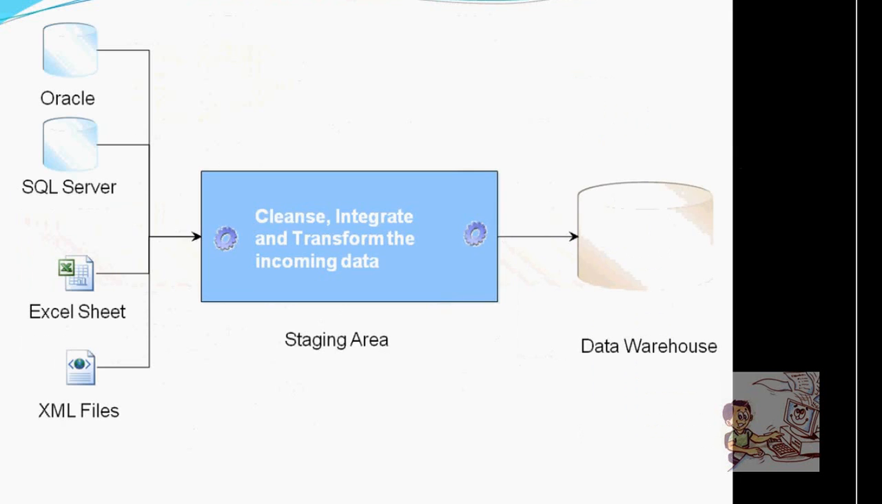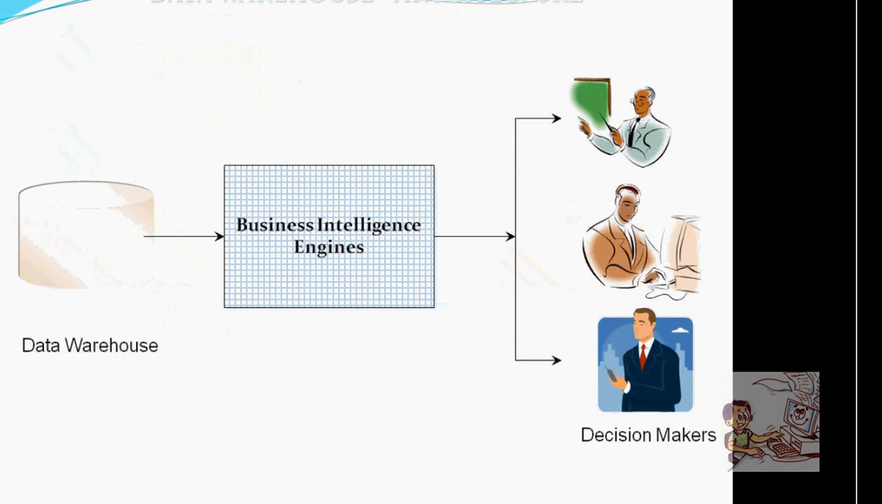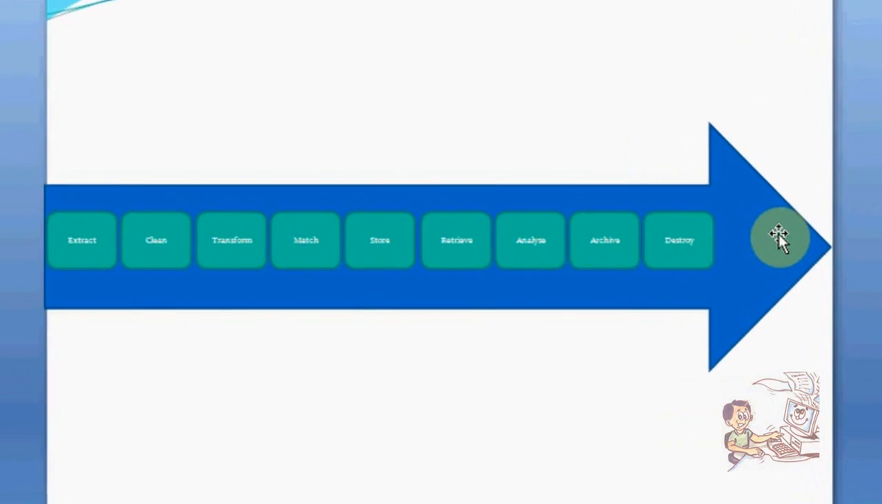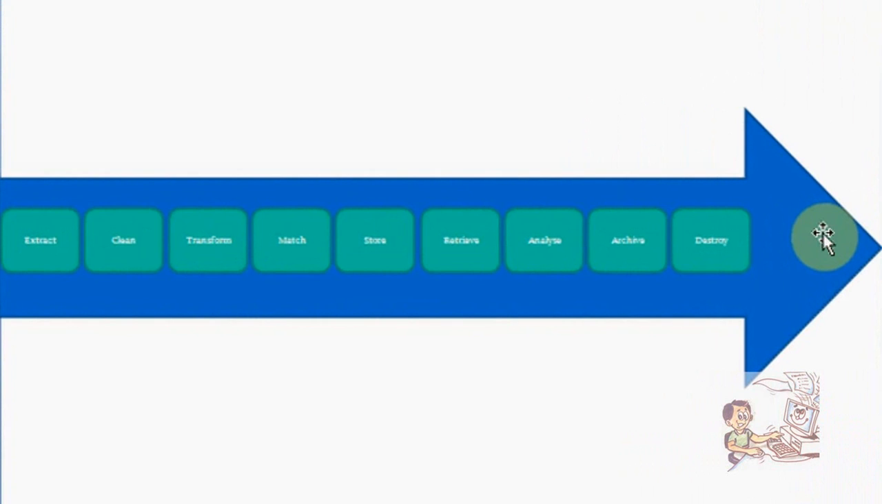So this is the architecture. This is the basic data warehousing requirement and preparation of the architecture, the flow of the process to create a data warehouse. Thank you.